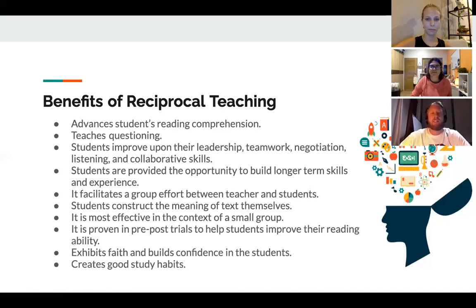It exhibits faith and builds confidence in the students because the teacher is giving them a role in their own learning. They get to have a little bit of ownership over what they're doing in the classroom and what they're actually learning. And the best part is it creates good study habits, which goes along with those collaborative skills and others that are going to help them throughout their lives.